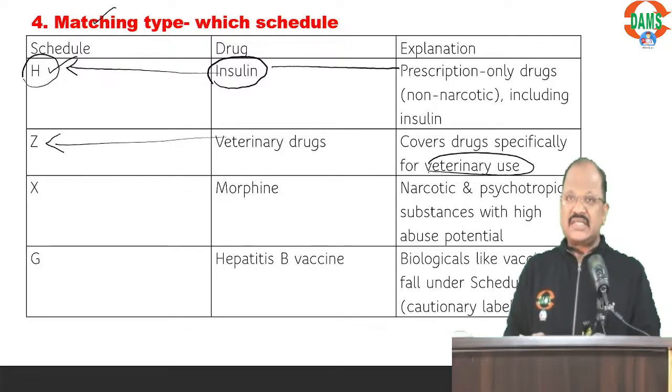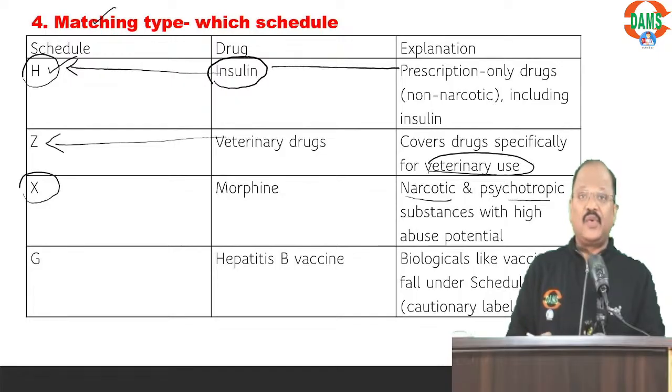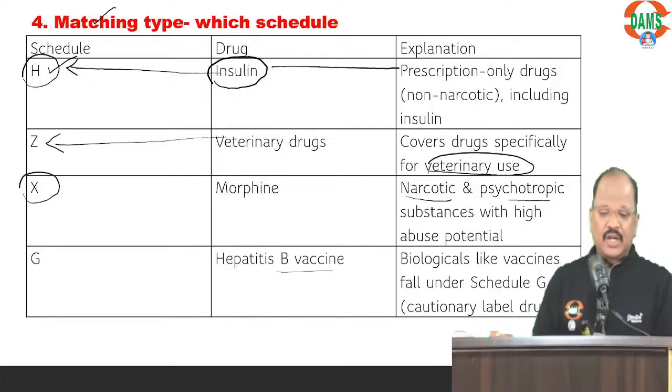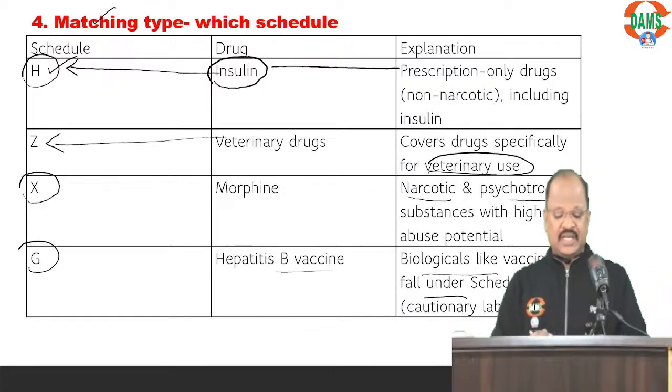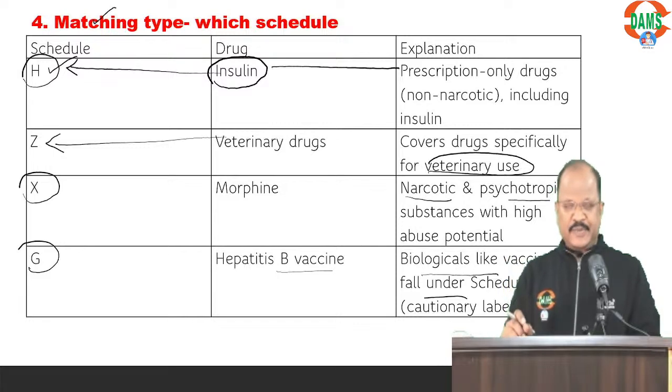Morphine is a narcotic causing addiction. The narcotic and psychotropic drugs come under the X category, like the teratogen thalidomide, X category risk. Similarly, there is a risk category here. Schedule X means narcotic drugs come under Schedule X, and vaccines, the biological substances, come under category G. So the answer: insulin, go for Schedule H; veterinary drugs, go for Schedule Z; morphine, go for Schedule X; and vaccine, go for Schedule G.